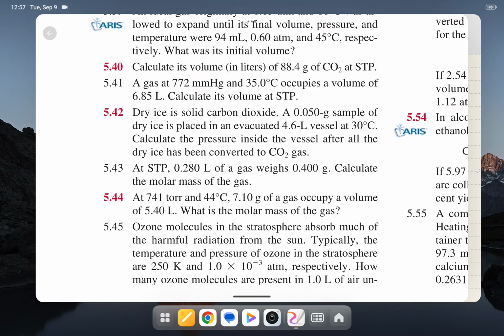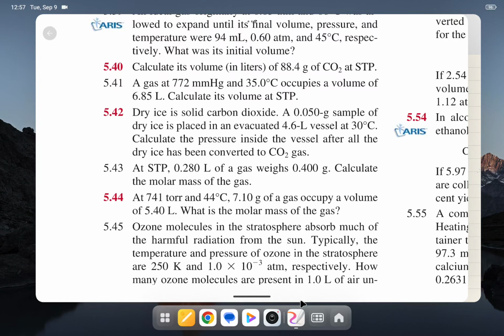Maybe we can solve an easier one, so that you will be familiarized with the notations, if ever you will not be reading the whole book. So I'll just try 5.40, because there's a word of STP. Calculate its volume in liters of 88.4 grams of carbon dioxide at STP.